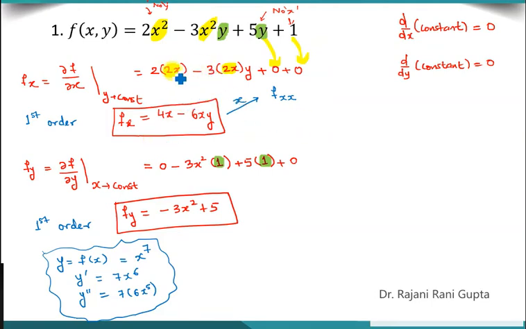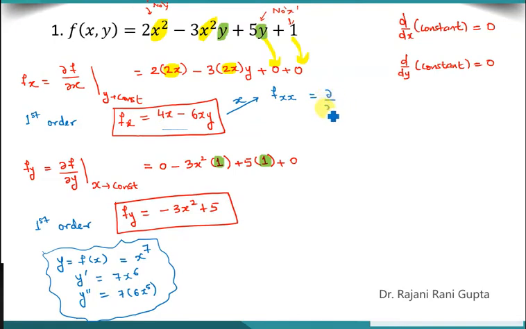So now instead of using the original function, we will make use of this function. So it means we have to differentiate this term with respect to x again. So now tell me, what will be the derivative? 4 times x. So okay, let me just write.